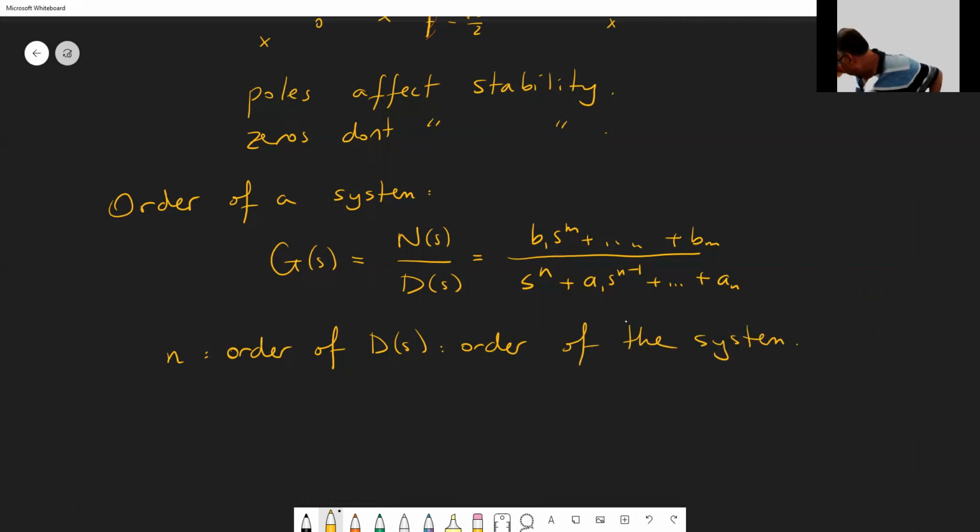For example, you might have a first order system, second order system, third order system, etc. We will be looking at first and second order systems more in detail, but I guess it's a good time to stop here. We will start with first and second order systems the next time.